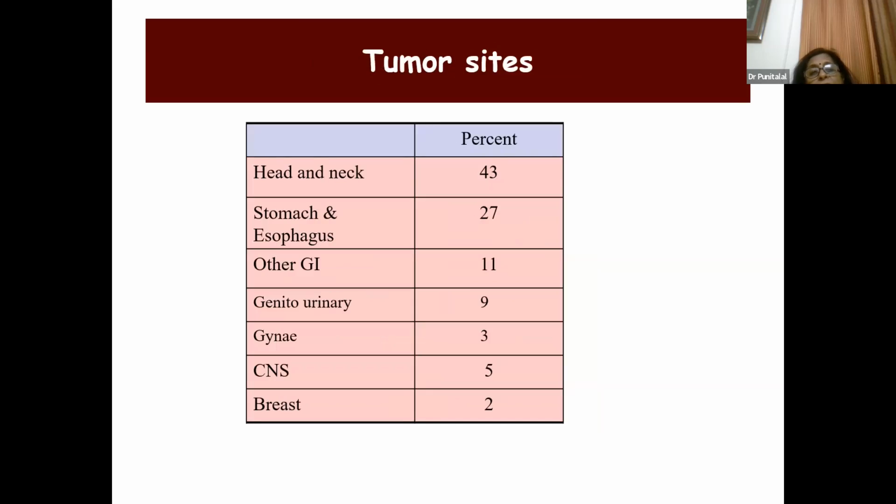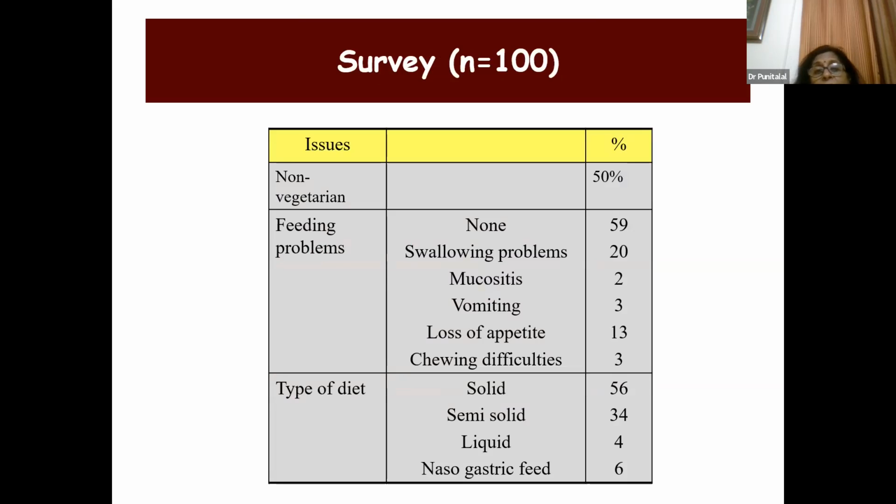Most of the tumors that we included in this survey belonged to the aero-digestive tract, that is the head and neck or ENT tumors, and the stomach and esophagus. It was seen that before even the radiation or chemotherapy was started, about 20% of patients had swallowing problems, and there was mucositis and vomiting, and a significant number had loss of appetite also. One third of these patients actually needed a semi-solid diet from the very beginning of treatment.